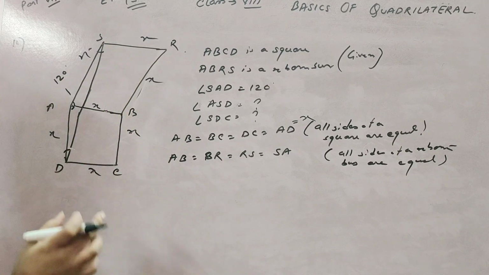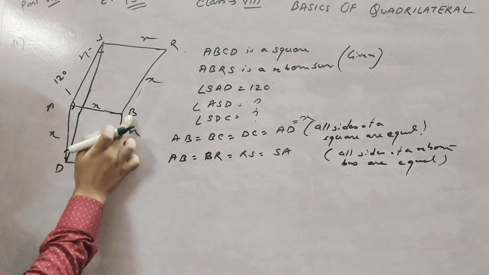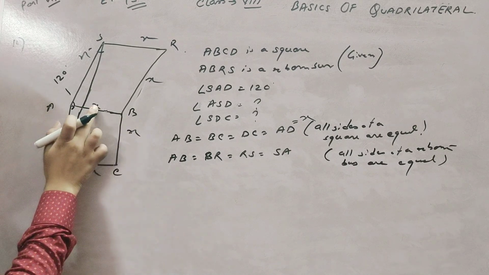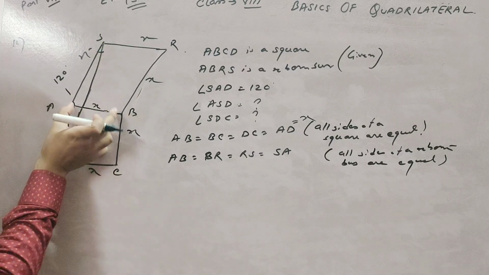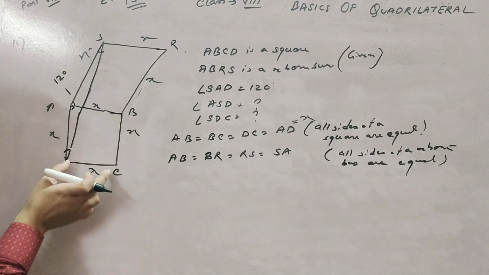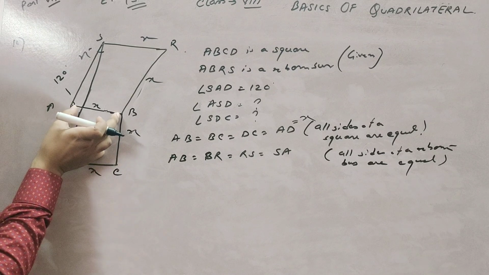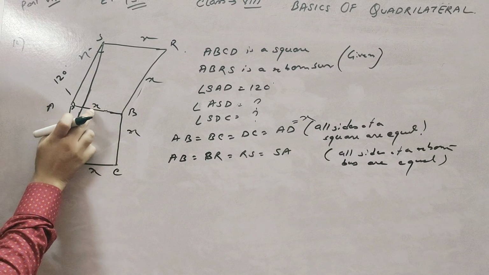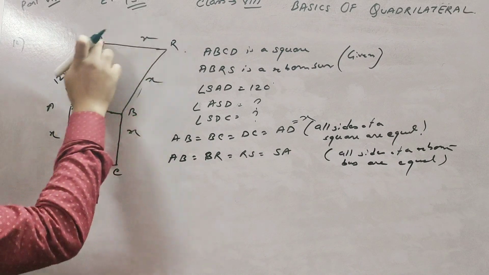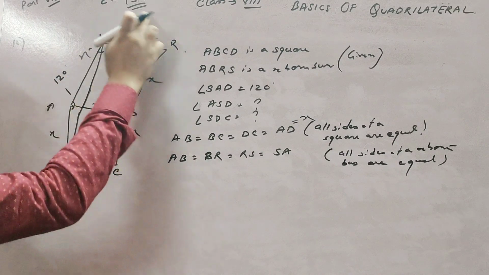You understood now what I am saying? This portion is a square, all sides are equal. If this one is x, that means this AB is also part of a rhombus and also part of a square. If this one is x in square, that means this one is also x in rhombus. If this one is x in rhombus, that means all sides of rhombus are also x. So all sides are equal.